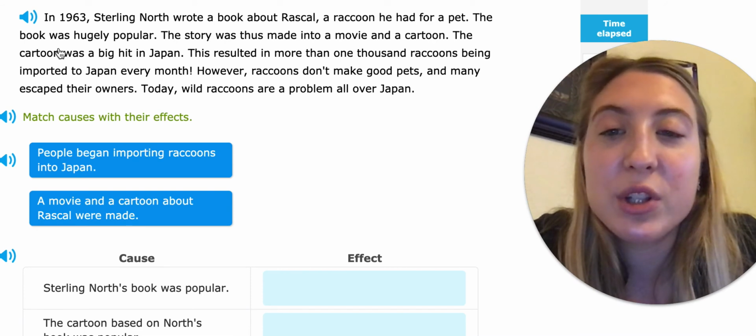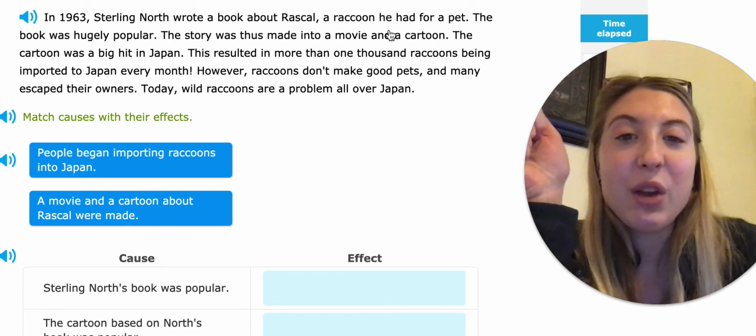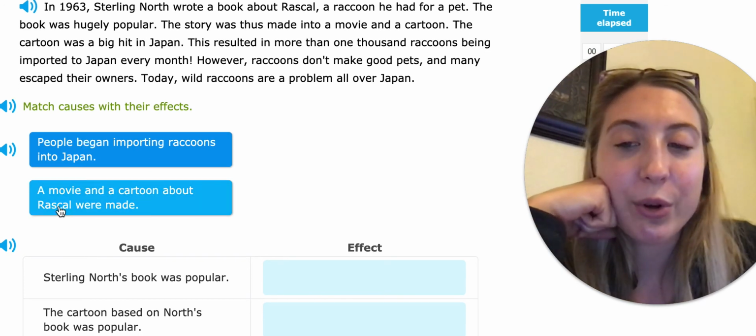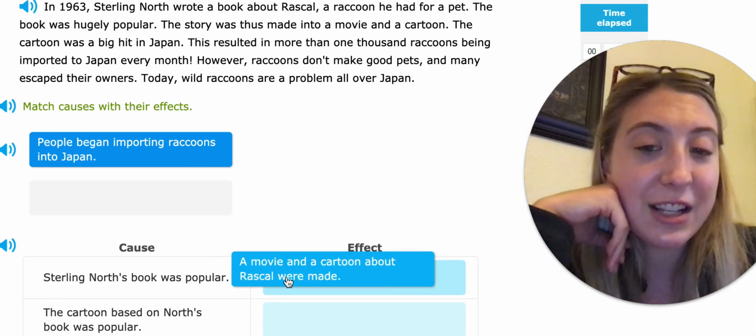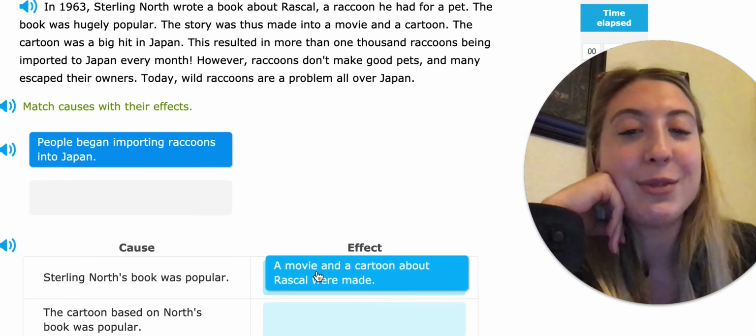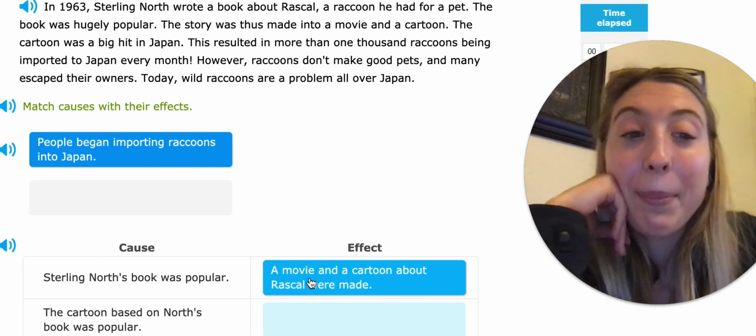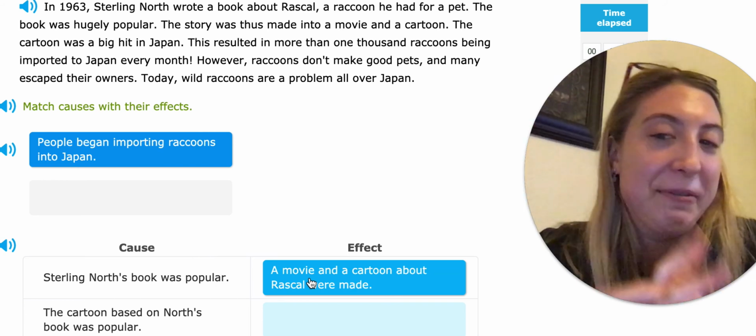The book was hugely popular, and because the book was popular, they wanted to make it into a cartoon and a movie. So we would go right here. Because the book was popular, and they do that a lot, if a book's really popular, they'll make it into a movie. And then you can always read the book and watch the movie and compare and see if they're the same or what differences they have.